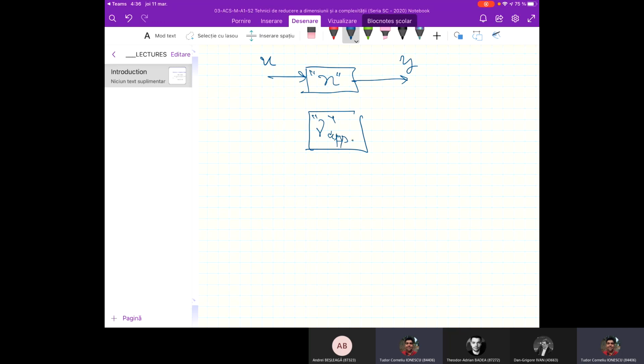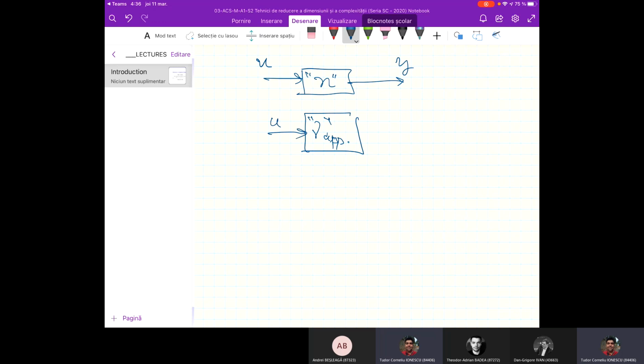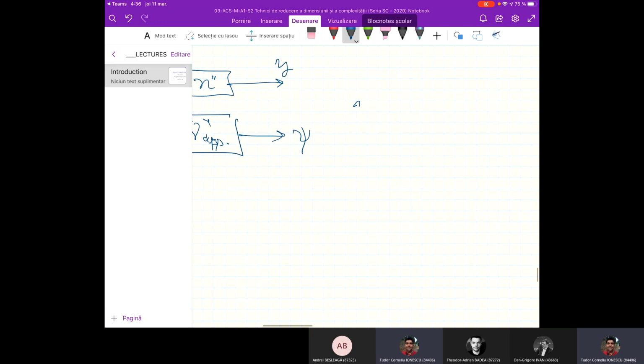This is an approximation, okay? So you excite it with u, and here you measure psi. This u should be common. It's the same signal, okay? This is the same signal. So when is this an approximation? You need to measure the difference between the real output y and the computed approximated output psi.